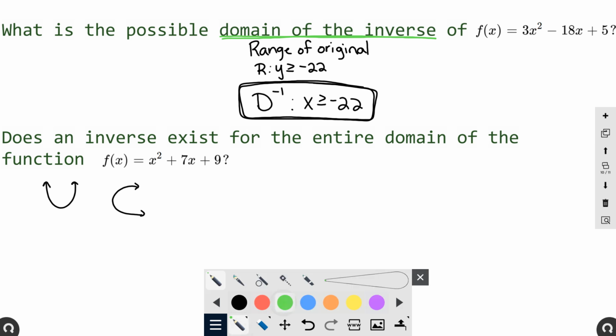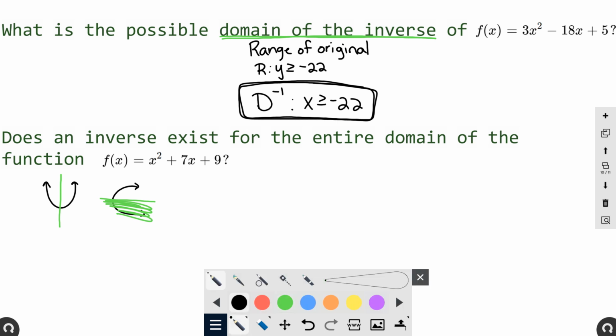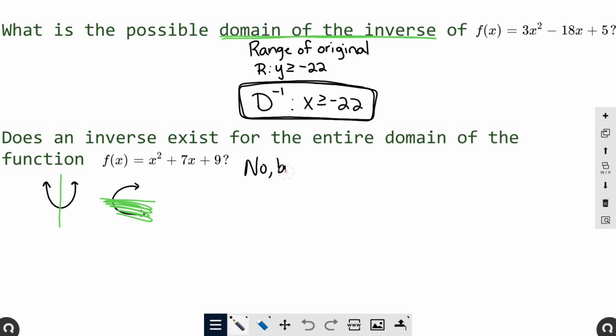If I took this graph and I cut it in half and I maybe took off this part, would the inverse exist? Yes. So does an inverse exist for the entire domain of this function? No. But if we cut the graph in half, it would. Now, where would we need to cut it in half at? At the middle, at the vertex, right? If we found that vertex and cut it in half there, we would have the graph.